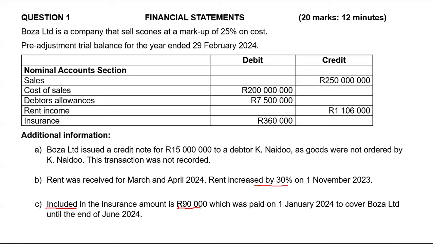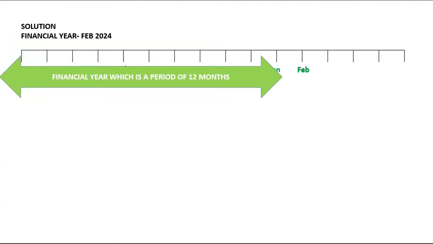Anyway, it says which was paid on the 1st of January 2024 to cover Boza Limited until the end of June. Now you're going to count for how long we're covered. It is January to June, so it's 6 months. Why am I even counting? But of those 6 months that we paid for, how many fall within the current financial year? I don't even care about what falls within the current financial year. I care more about what falls outside the financial year, outside the reporting period. We're not supposed to recognize that as an expense yet.